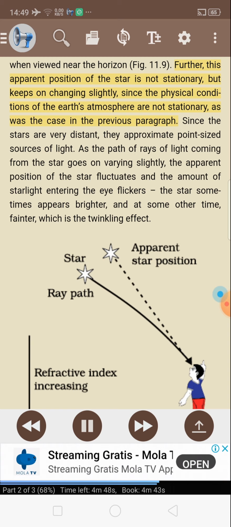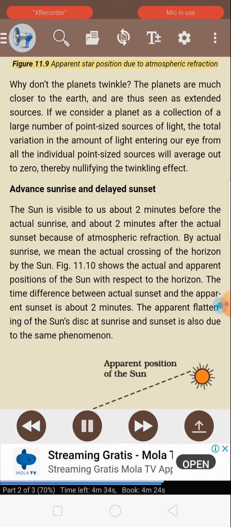Further, this apparent position of the star is not stationary, but keeps on changing slightly, since the physical conditions of the Earth's atmosphere are not stationary, as was the case in the previous paragraph. Since the stars are very distant, they are approximate point-sized sources of light. As the path of rays of light coming from the star goes on varying slightly, the apparent position of the star fluctuates and the amount of starlight entering the eye flickers. The star sometimes appears brighter and at some other time fainter, which is the twinkling effect. Figure 11.9: apparent star position due to atmospheric refraction.